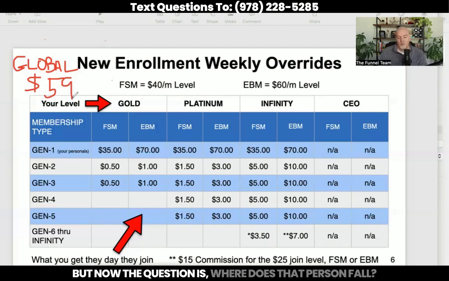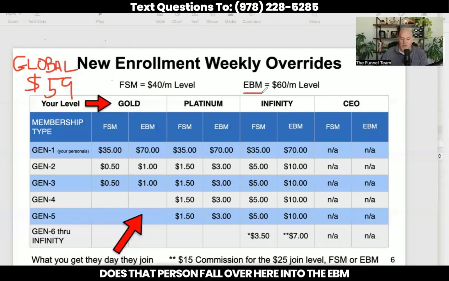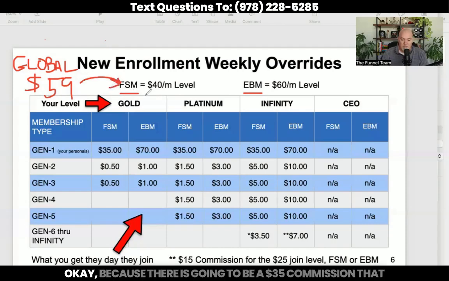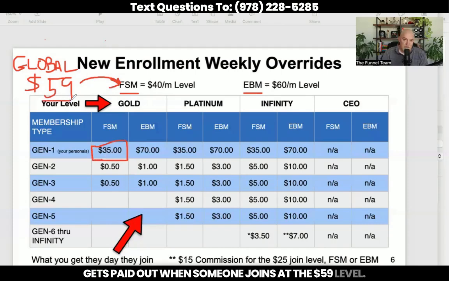But now the question is, where does that person fall? Does that person fall over here into the EBM level, or are they at the FSM level? Well, here's what I know so far. When someone joins at the global level, they're going to land right here as an FSM membership level, because there is going to be a $35 commission that gets paid out when someone joins at the $59 level.